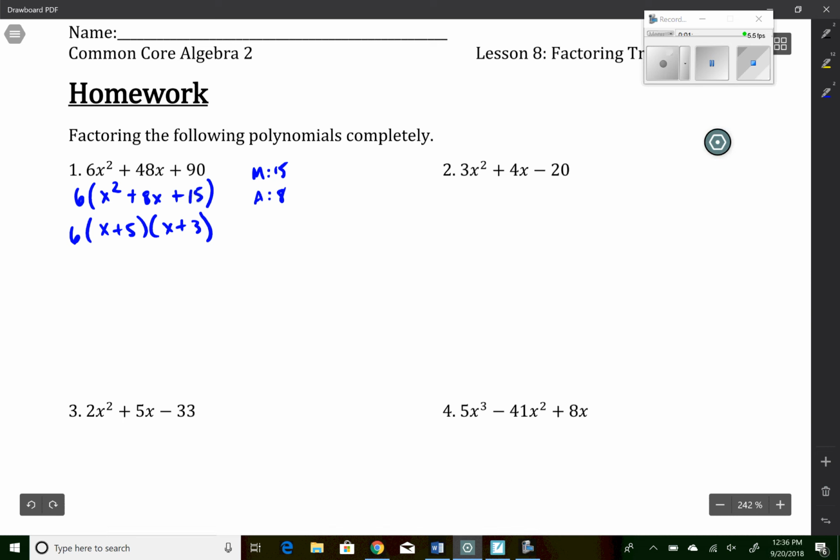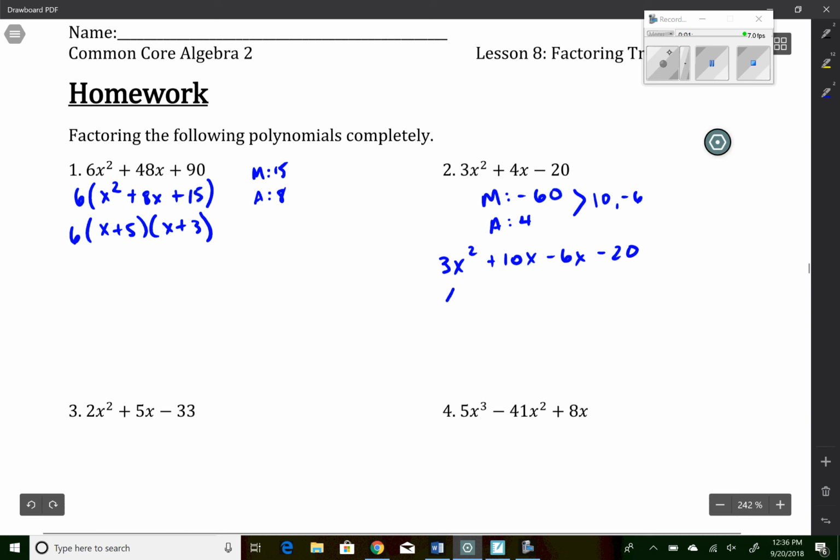Number 2 is where we have to first use the AC method. So we're going to multiply 3 times negative 20. That's going to be negative 60. And we want to add to positive 4. So what two numbers make that work? So 10 and 6, so we can make it a positive 10 and a negative 6. So then we're going to break this up. 3x squared plus 10x minus 6x minus 20.